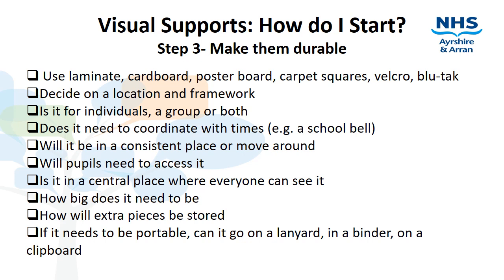Step 3 is making your visual durable. So use laminate, cardboard, poster board, carpet squares, Velcro, blue tack. You need to decide on a location and a framework. So is it going to be for an individual, a group, or both? Is it going to coordinate with time? So for example, a bell. Is it going to be in a consistent place, or is it going to move around? Are pupils going to need to be able to access it? Is it going to be in a central place where everyone can see it?